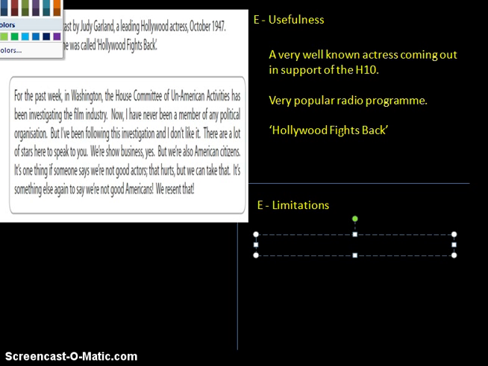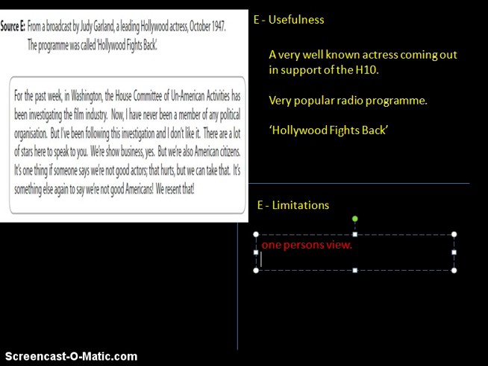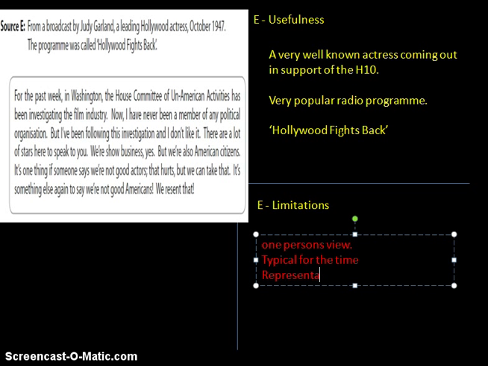So I suppose the first thing we might say is that this is just one person's view. This is Judy Garland. However, we know that she's on a programme that has been created to air views like Garland's, and also it corroborates with other things we know. For example, it's supporting what we can see in source D. So it's maybe telling us that this sort of opinion was fairly typical for the time, and that her views were probably quite representative of lots of Hollywood actors and actresses at that time.